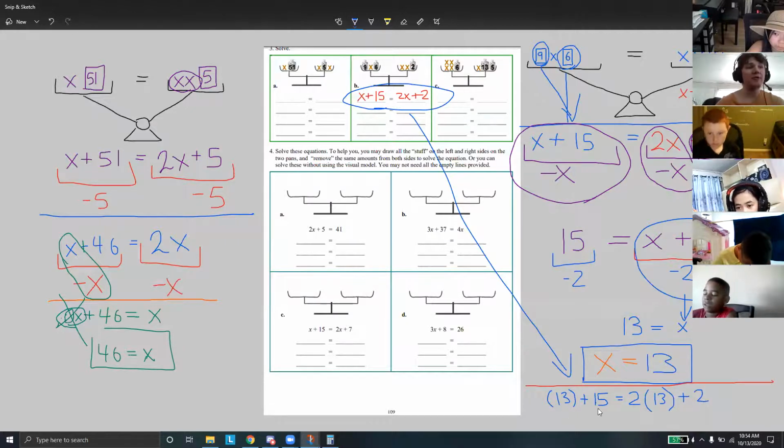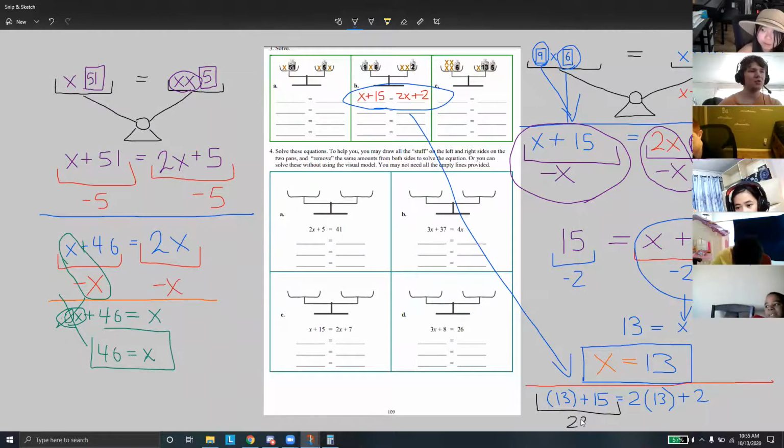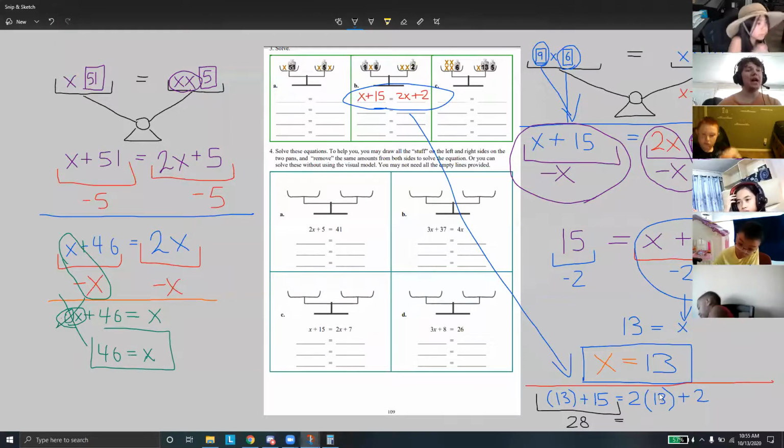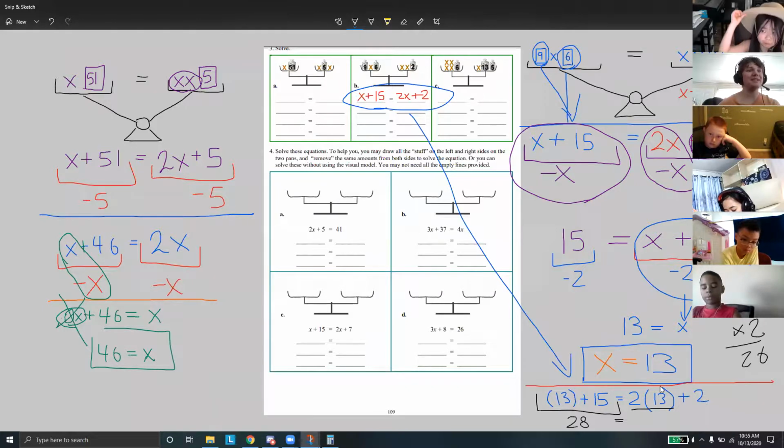There we go. And now we can figure out if these two values equal each other. So let's do it. Okay, good. I'm sharing. 13 plus 15 is? 28. So we found that it's 28 on the left side. And then 2 times 13 is? Let's do it on the board. 26. 2 times 3 is 6, 2 times 1 is 2. Yes, 26. 26 plus 2 is 28.